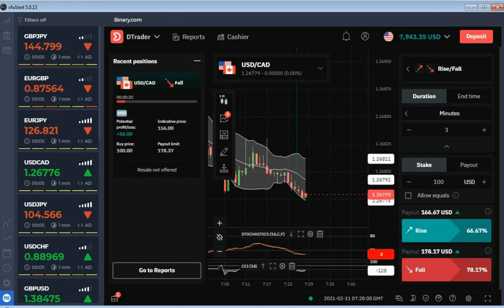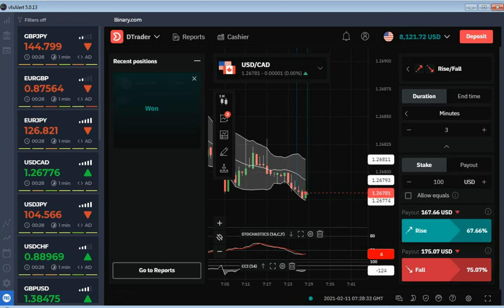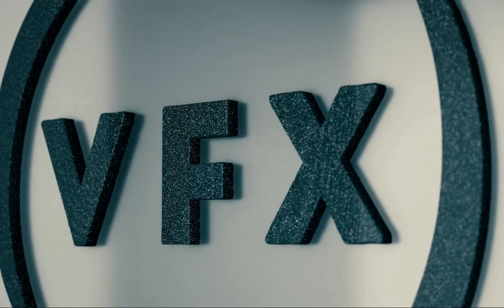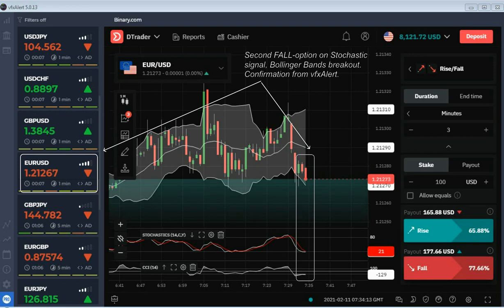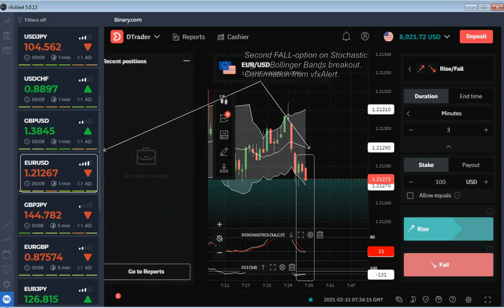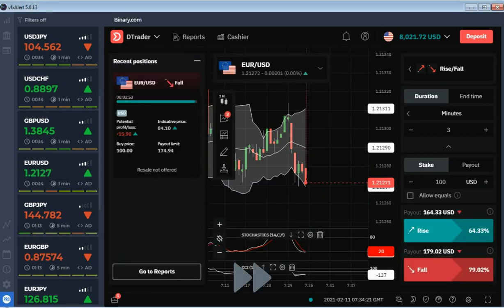The price is far from the opening level. Waiting for a profitable expiration. The first option is closed with a profit. We are waiting for the next signal. Euro dollar. All conditions for the second fall option by indicators. Confirmation from VFX alert.